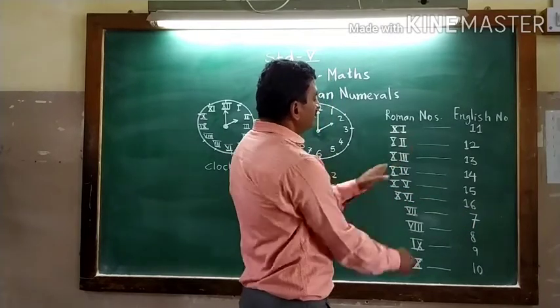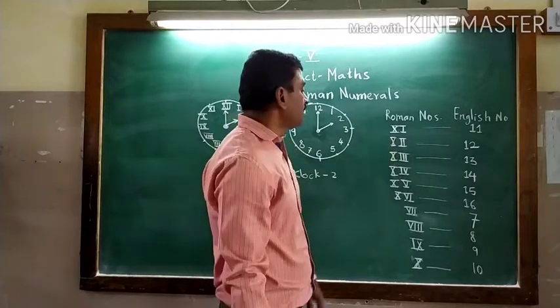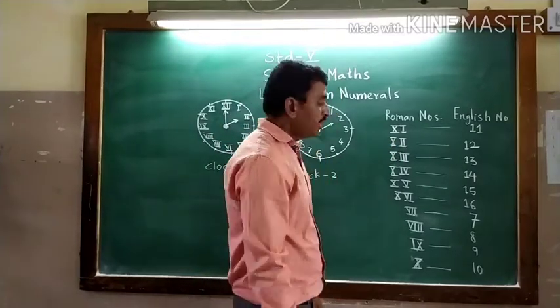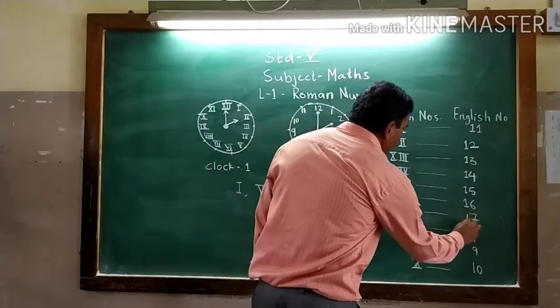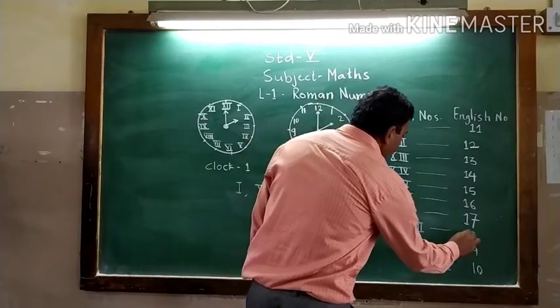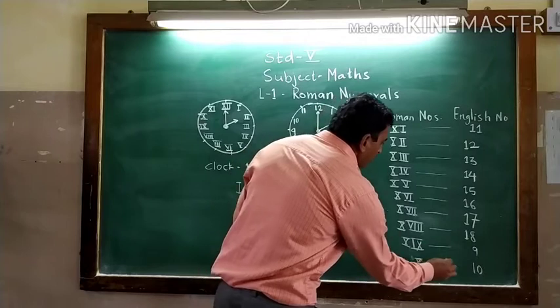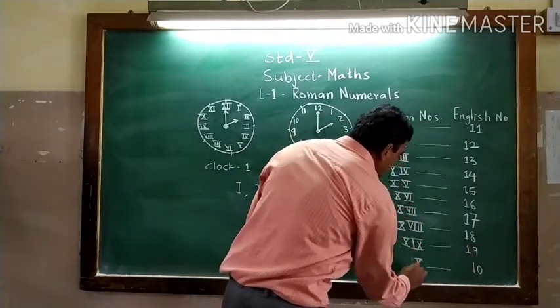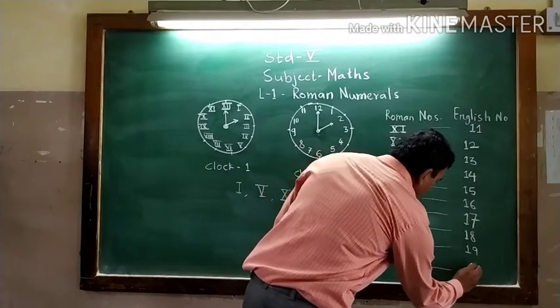So everywhere these values get added into the value of X and we can write the new values. So here I am writing VII, value becomes 17, here VIII, value becomes 18, here also IX, value becomes 19, here is again XX, value becomes 20.